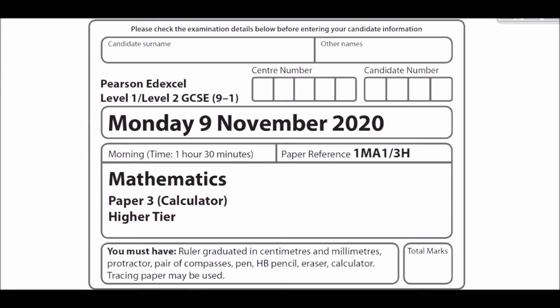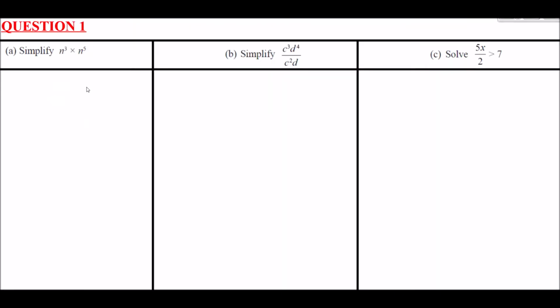So for question one, we need to just simplify some of these algebraic expressions. So the first one is n cubed multiplied by n to the power 5. The most important thing here is when we're multiplying terms with the same base values and they have powers attached, we can just add these two little numbers together. So n cubed times n to the 5, we just do 3 add 5 to give us 8. So the first one is just n to the power 8.